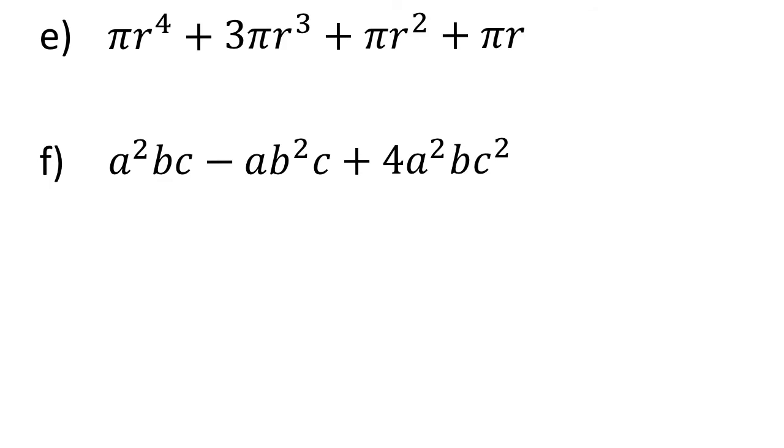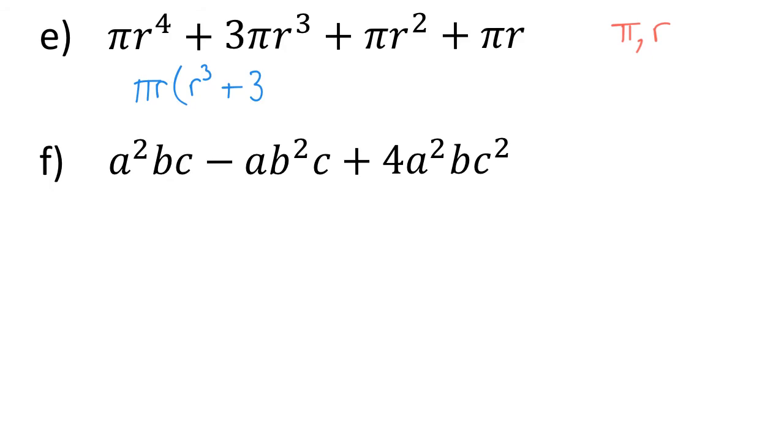In example E, this doesn't look very nice at all. But what we can see is that each term in the expression has a pi, and they also have an r. So what we're going to do is those two terms are going to be the factors. So we'll put both pi and r outside the bracket. And then inside the bracket, so we've got the pi sorted, but r multiplied by something to get us r to the power of 4 is going to be r cubed. The next one, there's a 3, so we need to put that in.